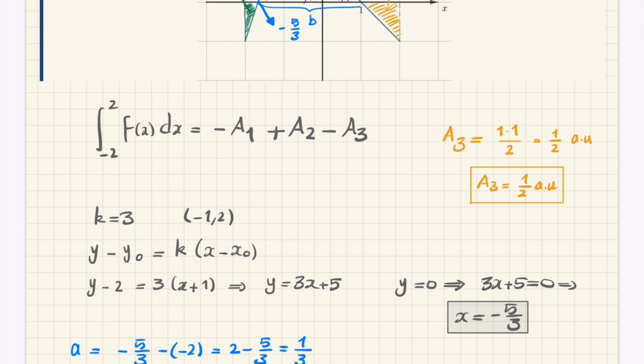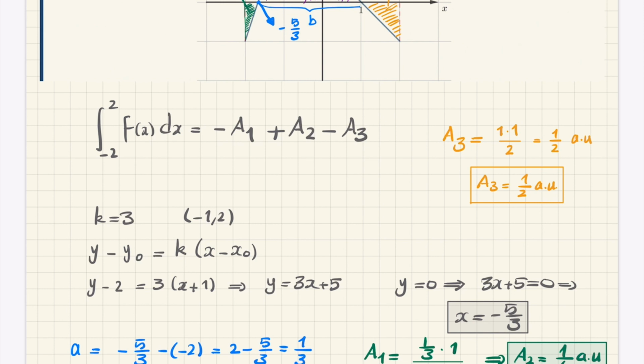Now that I have my A, I can immediately calculate area number 1. Area number 1 is also a triangle, yes? So I need to multiply this by that and then divide by 2. So what will happen? It becomes 1/3 that we just got, multiplied by the height, which is 1 unit, clear from that, and then divided by 2. So this means that area 1 is 1/6 area units.